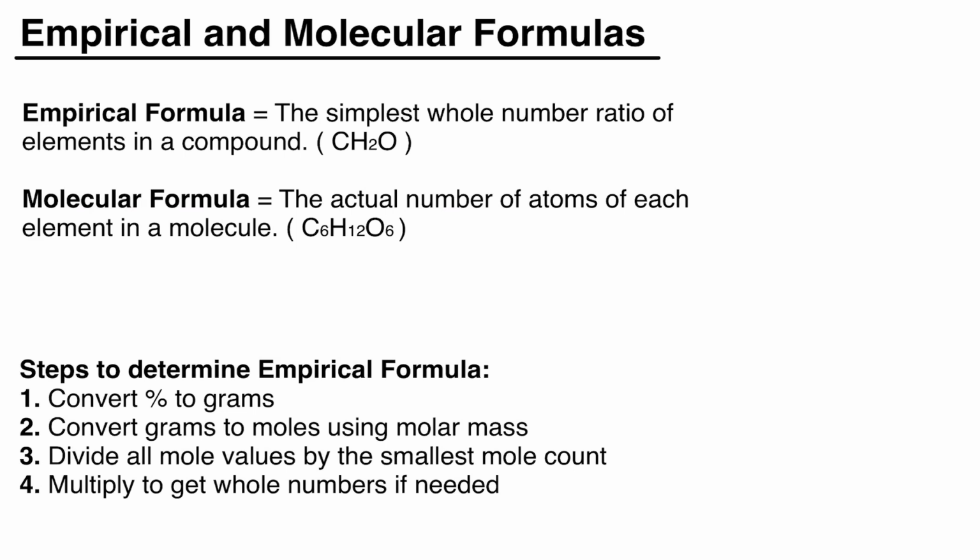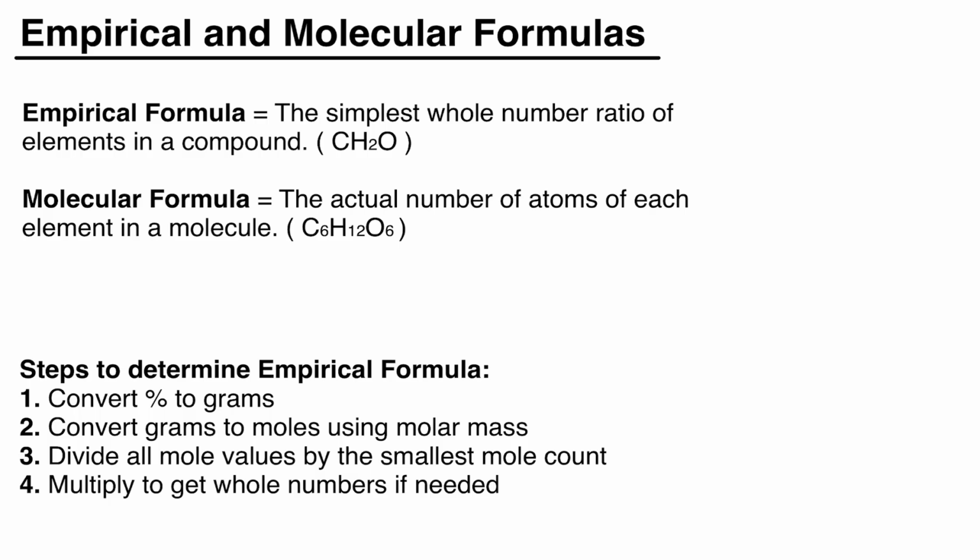Hey everyone, so in this video, I'll be teaching you guys how to find the empirical and molecular formulas of a compound. We'll cover the differences between the two and how to calculate each one. So firstly, an empirical formula is simply the simplest whole number ratio of elements in a compound. And then a molecular formula is the actual number of atoms of each element in a compound. So for the molecular formula here, we have glucose, C6H12O6, and glucose's empirical formula is CH2O.